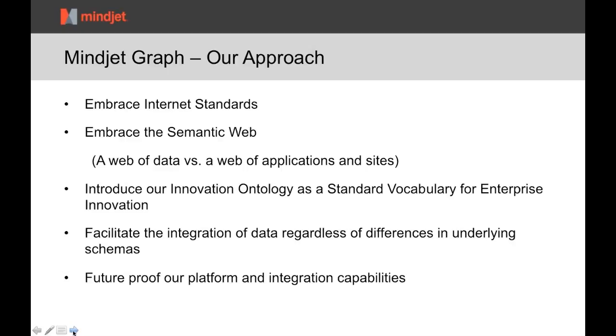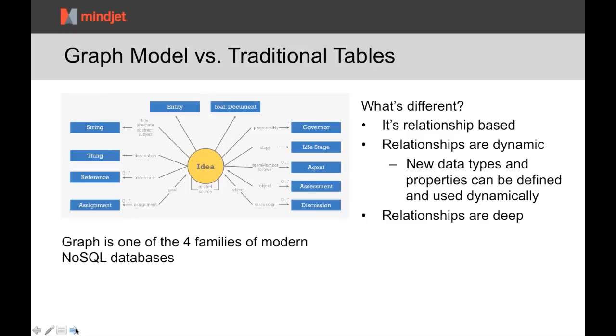And in the process, we have developed an ontology, or a vocabulary, associated with enterprise innovation that we also feel will become a standard for describing innovation across systems. This should facilitate the integration of data across a variety of different systems with different schemas and allow us to be more seamless in those integrations. And the end product of all of this is to future-proof our application in terms of integration.